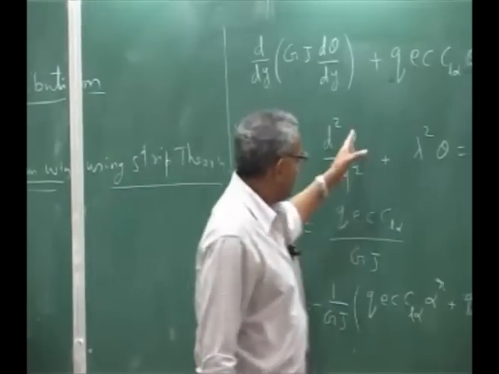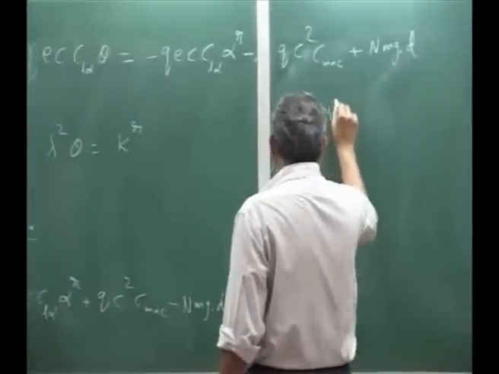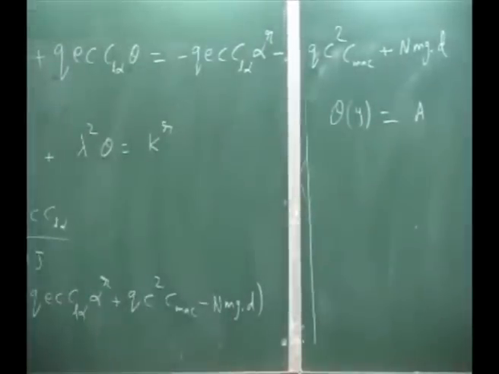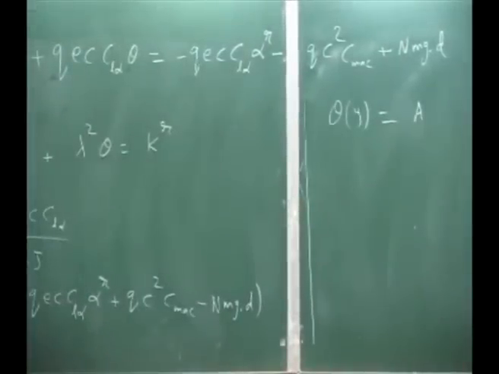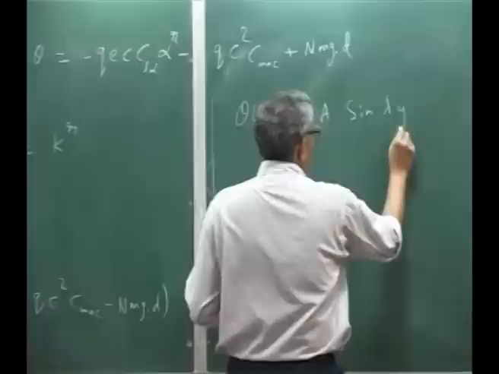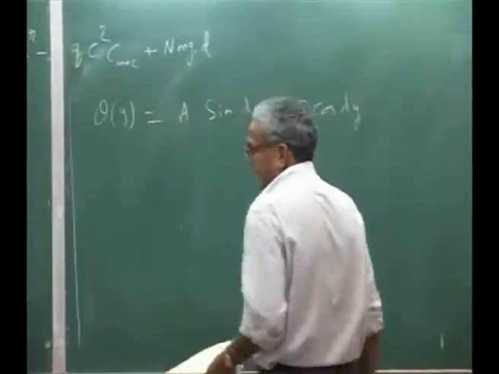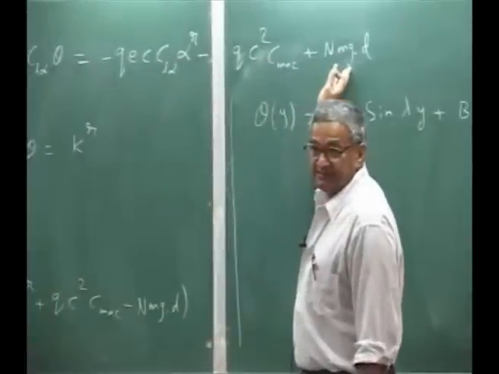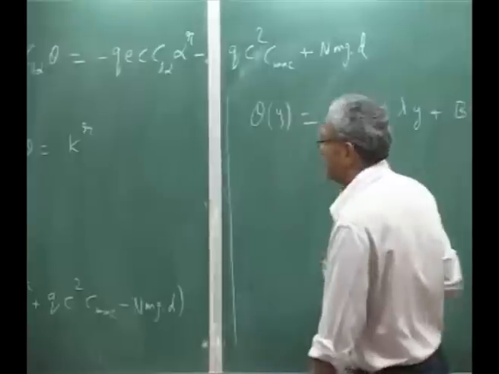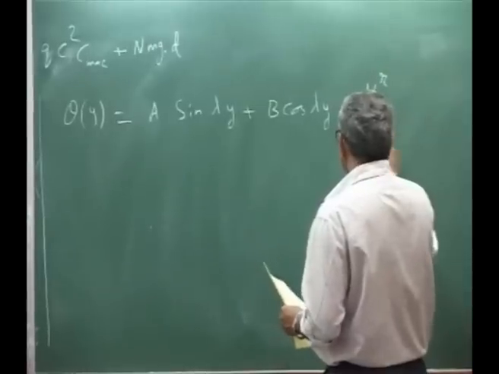Okay. Now my general solution for this is going to be theta, which is a function of y, equals A sine lambda y plus B cosine lambda y. Since these are all constant, because it is a uniform wing, this is not a function of y, so your solution will be plus KR over lambda square.